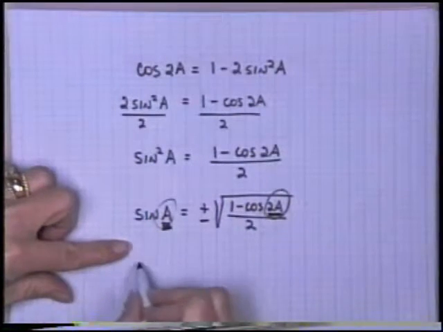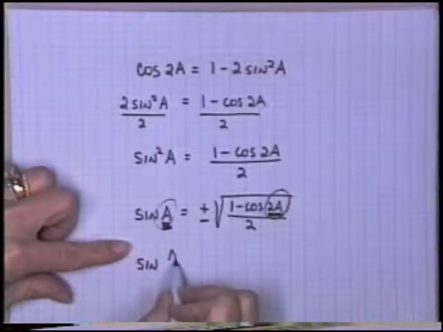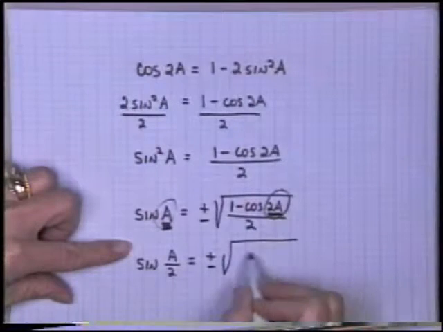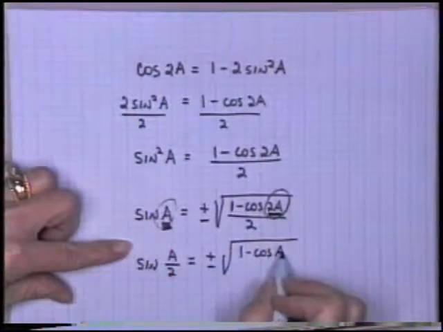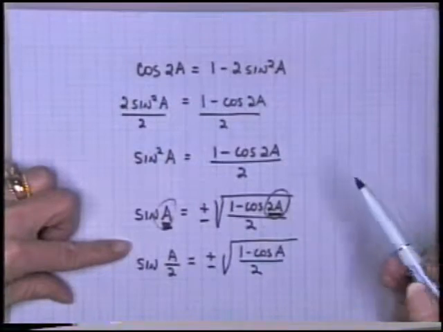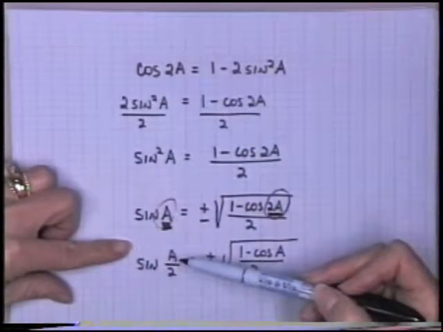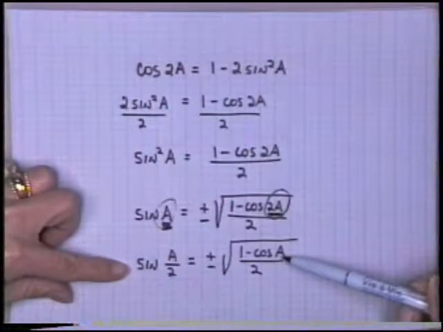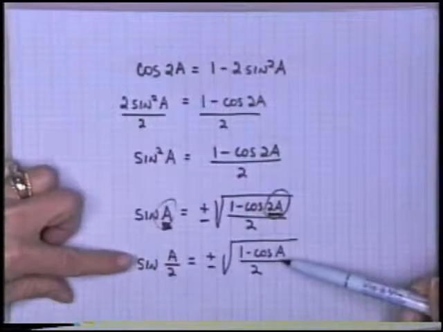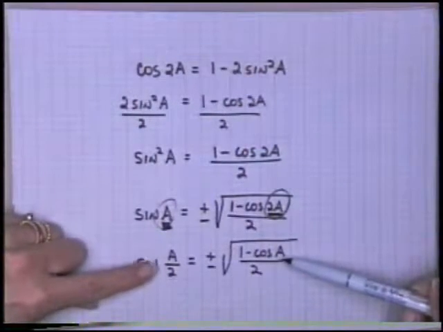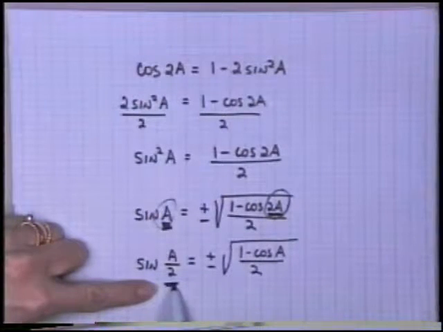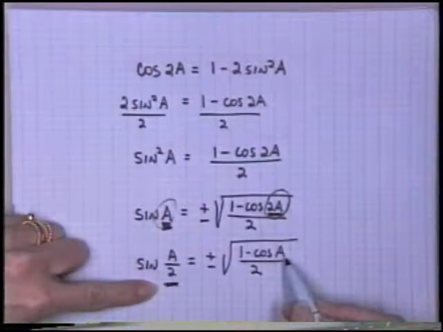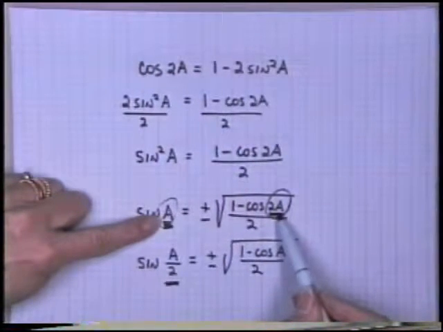And so I'm going to rewrite this identity and put it in a slightly different format for you, but it's really going to say the same thing. Let's look at what I did. Instead of calling this A, I'm calling it A over 2. And instead of calling this twice A, I'm calling this A. Now remember, A is just a variable, so it's not necessarily the same thing here as it is here. But notice that whatever I have here, if I multiply A over 2 times 2, I get A. Just like here, if I multiply A times 2, I get 2A.